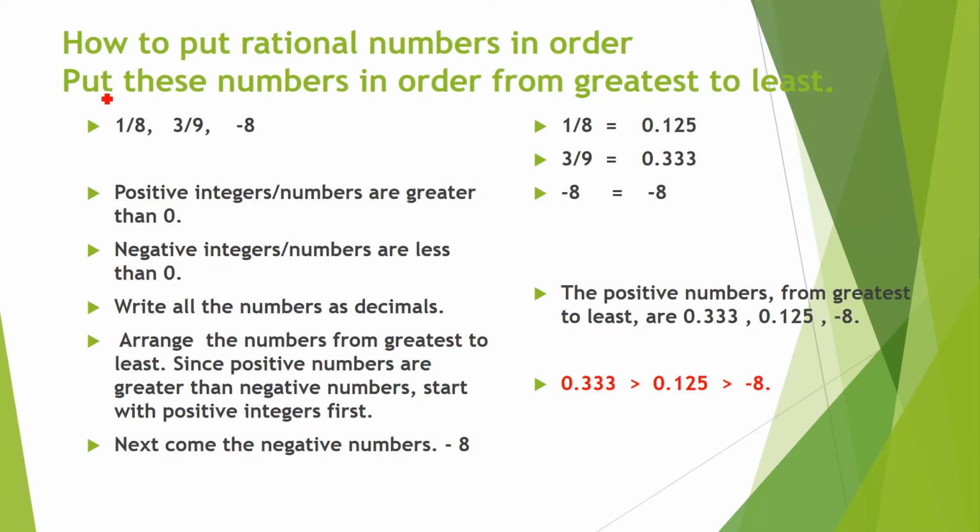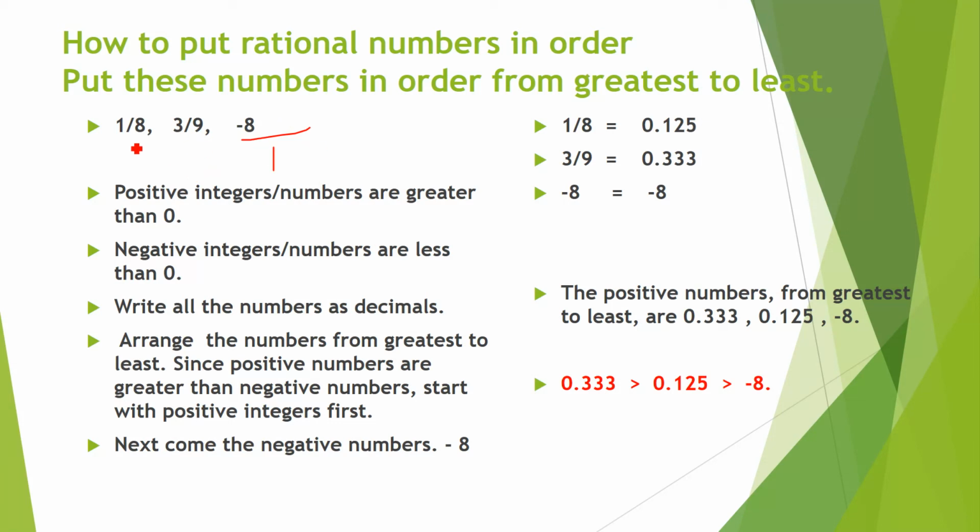We will discuss one more question, the same question, but we have a negative integer here. This is a fraction, this is a fraction. You cannot say that this is not a fraction because there is no denominator. If there is no denominator, it means it is 1. Same points are here: positive integers are greater than 0, negative integers are less than 0. So first you have to arrange.